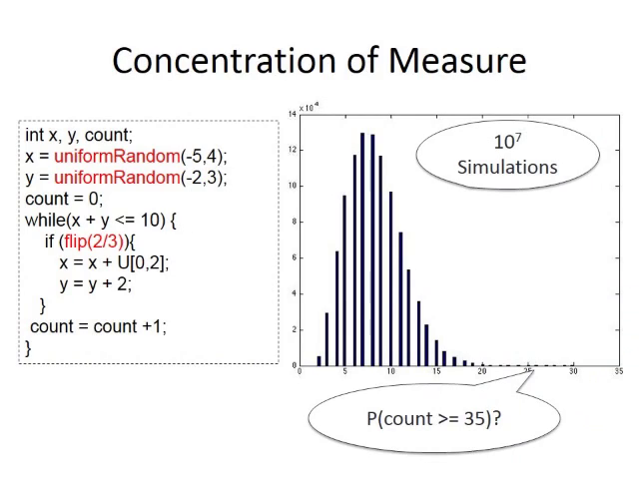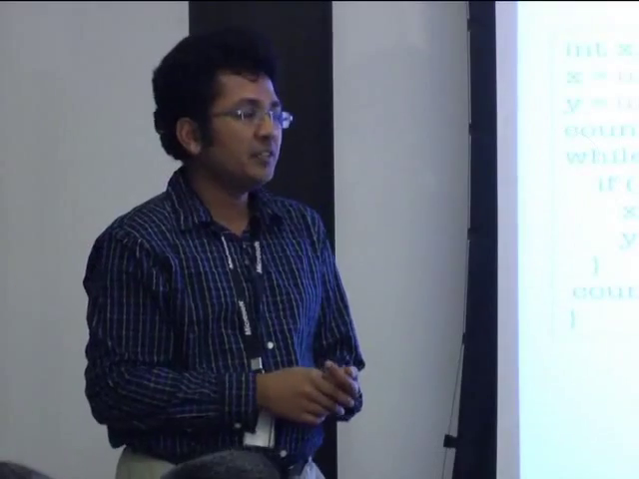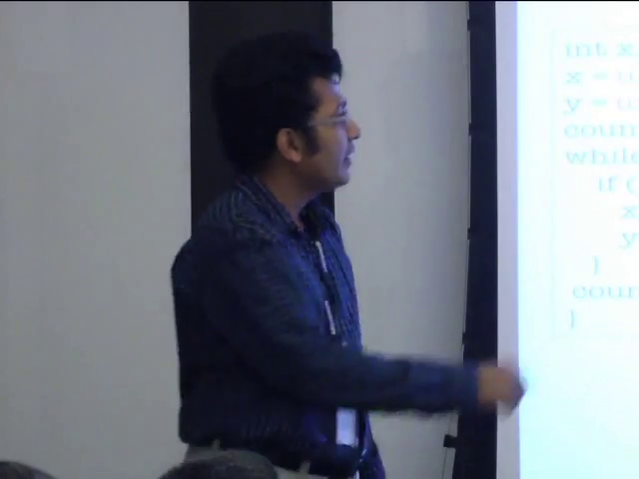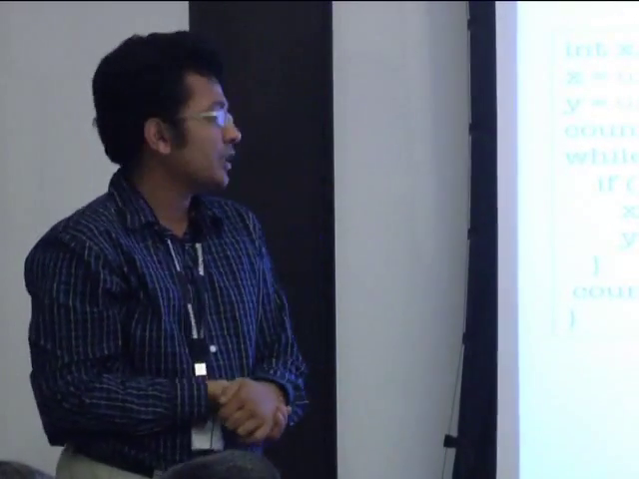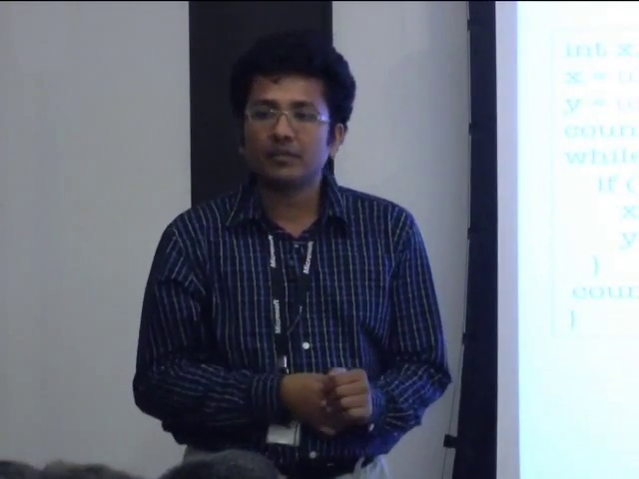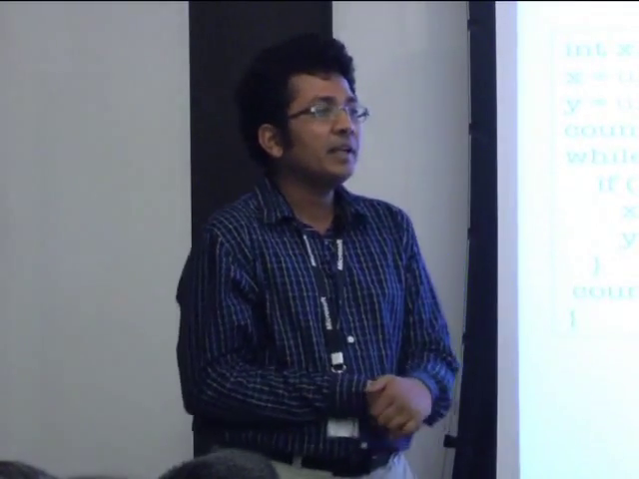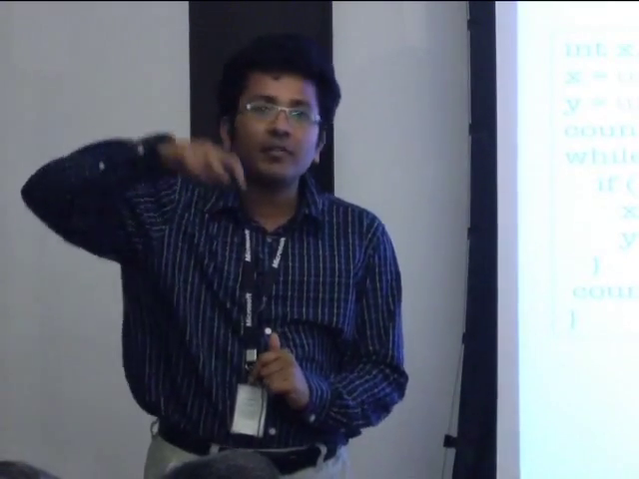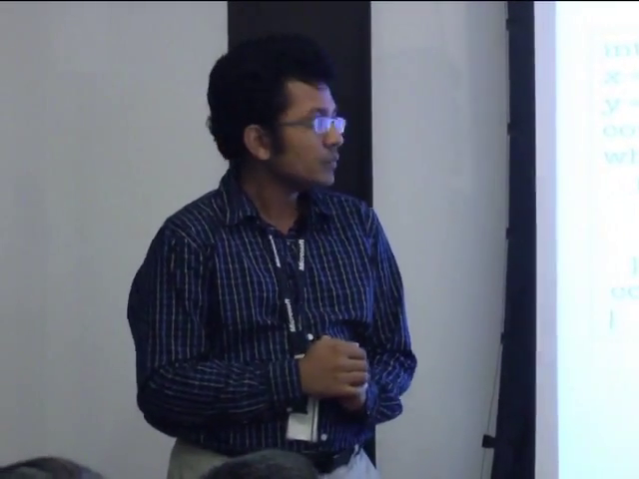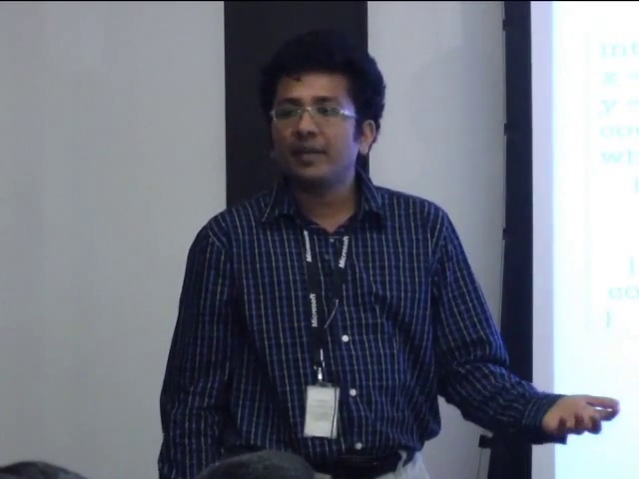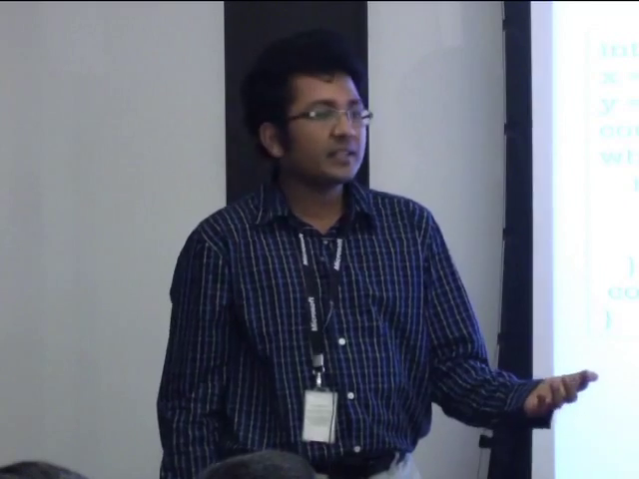In the probabilistic semantics, if you run 10 to the 7 simulations, which is a huge number for a program this small, more than enough, then you get a nice looking distribution of the values of count measured at the end of the program. I put a histogram on the values of count. I'm interested in the probability that the value of count you end up with is greater than or equal to 35, that your loop runs for 35 or more times. What's the probability of that? If you look at the histogram, it's barely visible. Out of 10 to the 7, you probably get around 100 behaviors or less, and that's statistically insignificant.